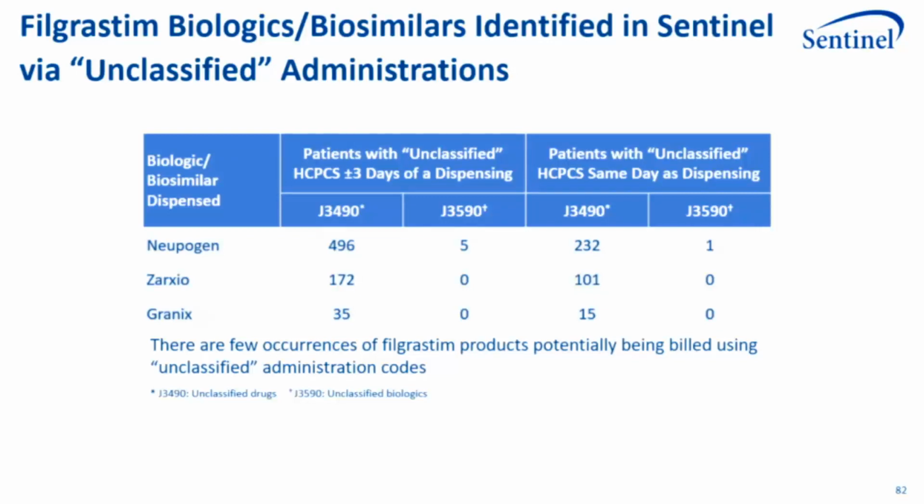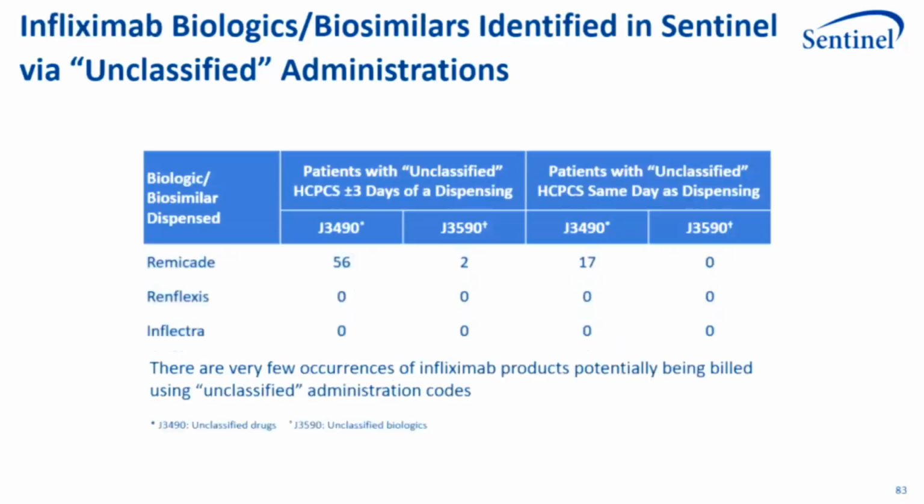So again, I had a dispensing of Neupogen, and then we looked in a window of the 3 days before and 3 days after that dispensing to see if I had an unclassified biologic code or an unclassified drug code, and it's pretty low for the specific codes. This is for filgrastim, and you can see the same thing for infliximab with even less use. So this was exploratory work just to get a sense of, are these non-specific codes showing up, and at least in the way that query was set up, it suggests that they're not being used very much, which is good.